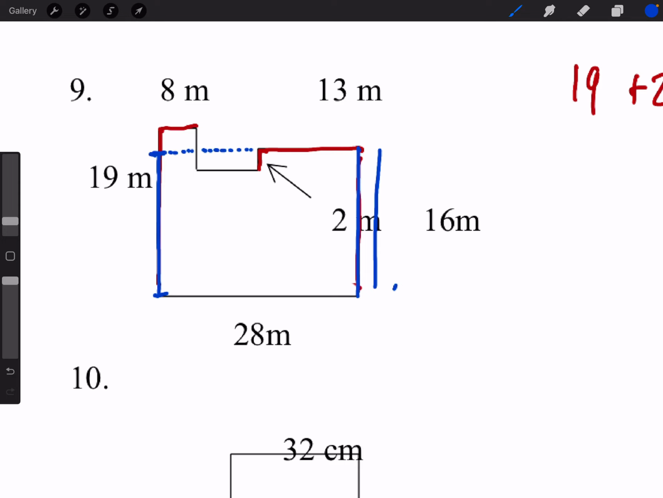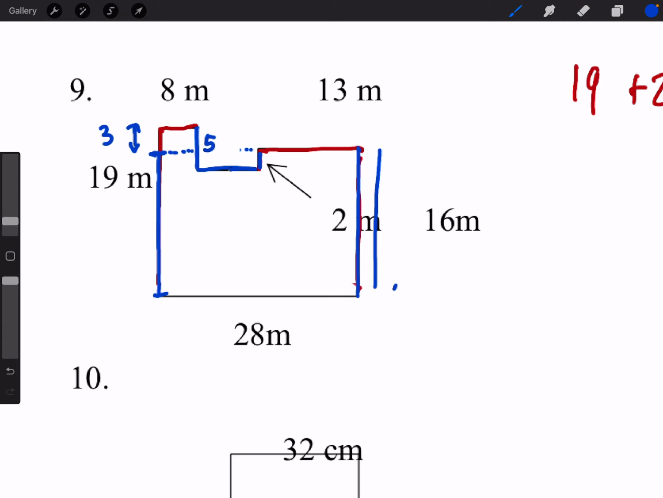So 19 take away 16, this must be 3. So this amount must be 3. So this is 3 here. And this is 2, this must also be 2, so that's 2. Okay, so therefore, this amount is 5. 3 plus 2 is 5. Okay, so we now know this is 5.